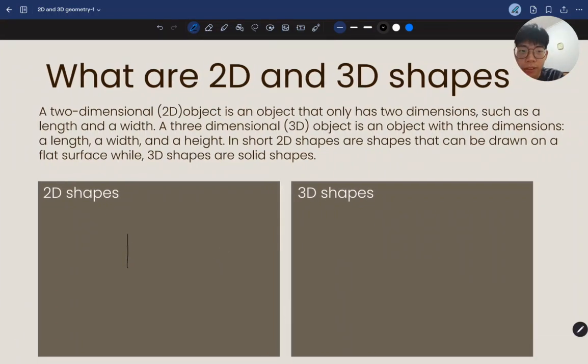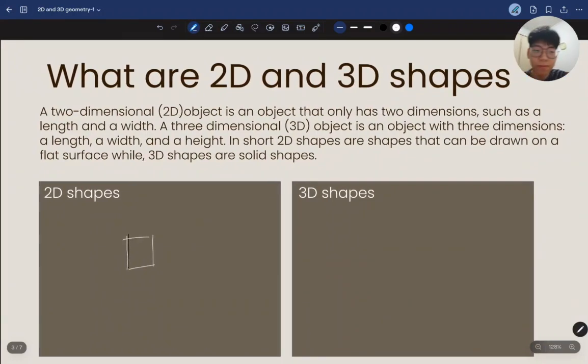2D shapes are something like this. Or, they are flat shapes. We cannot see them from different angles, but we can only see them from our perspective. That's why it's called 2D. While 3D shapes are something more like this.